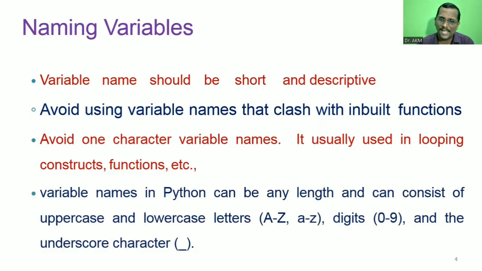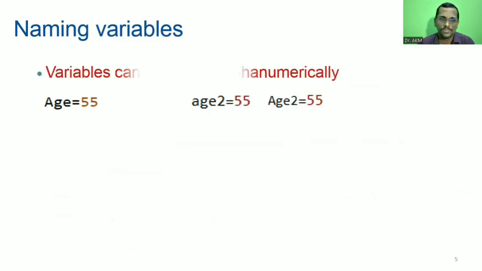Variable names in Python can be any length and can consist of uppercase and lowercase letters, that is capital A to Z and small a to z, digits 0 to 9, and the underscore character. Only these are included while giving a variable name. For example, the variable name may be alphanumeric, alphabets and numbers, as in the given example: age, or age2. The variable name may be a combination of both.